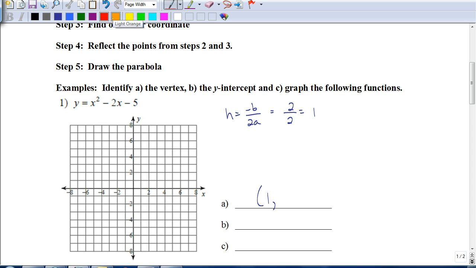To find the y part of our vertex, I'm going to put 1 in my equation. So it's going to be 1 squared minus 2 times 1 minus 5. Well, 1 squared is 1. Negative 2 times 1 is negative 2, minus 5. Well, 1 minus 2 is negative 1, and negative 1 minus 5 is negative 6. So my vertex is at the point (1, negative 6).